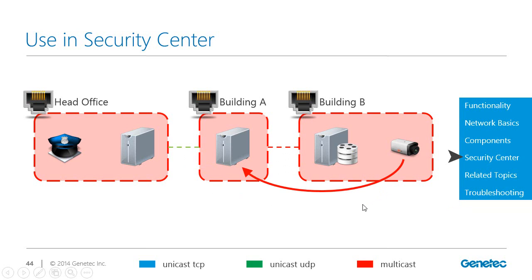Now in this case, we don't need to use the redirector on the archiver at building B. The camera stream will go from the camera right to the redirector in building A, where it will get sent using unicast UDP to the redirector in the head office and sent in multicast to the client.